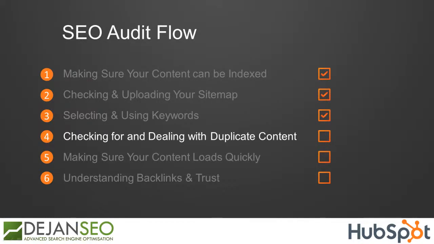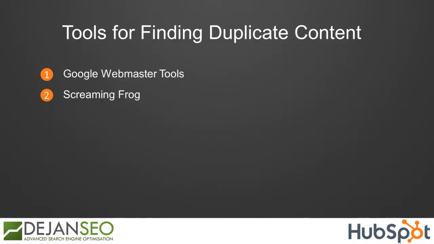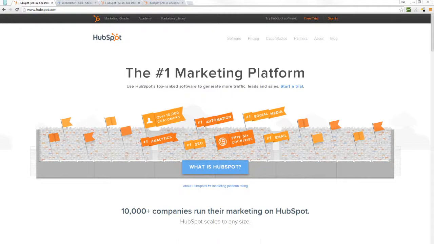In this tip, I'm going to explain duplicate content, how to spot it, and what to do about it. In this video, we'll be using Google Webmaster Tools, and I'll quickly explain a cool function in the web crawling tool Screaming Frog. Duplicate content is where two or more URLs contain the same content.